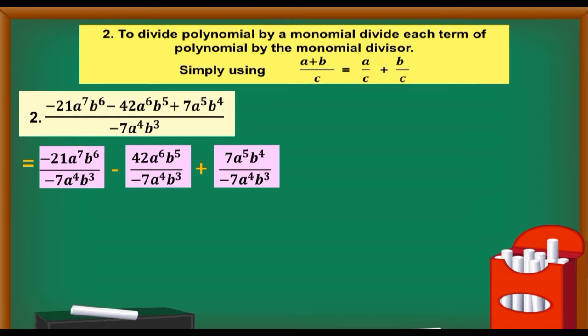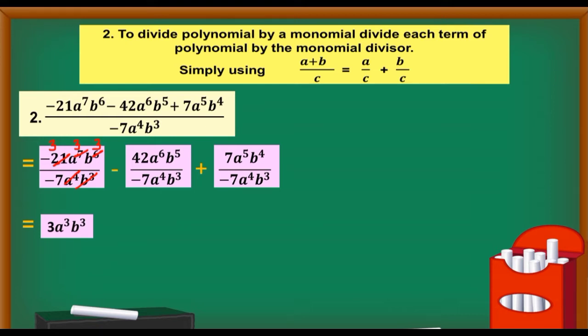Since both are negative, it becomes positive. And then 21 divided by 7 is 3. If we notice, a raised to 7 and a raised to 4 have the same variable a, so the one in the denominator cancels. What remains in the numerator is a raised to 3. The same goes for b, since 6 minus 3 is 3, what remains is b cube. So, our answer there is positive 3a cube, b cube.